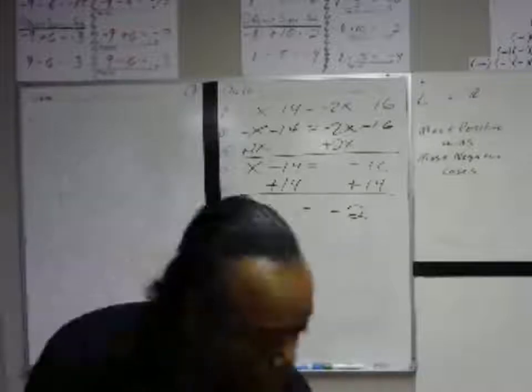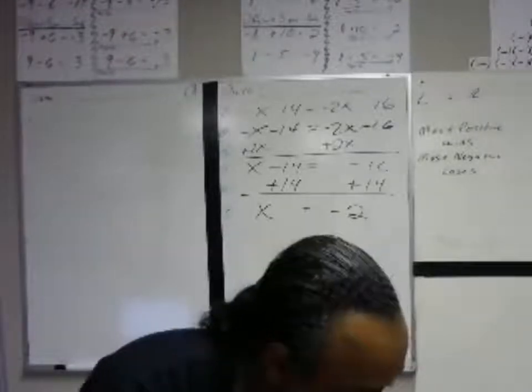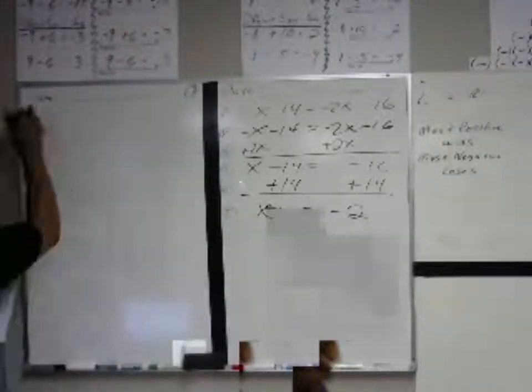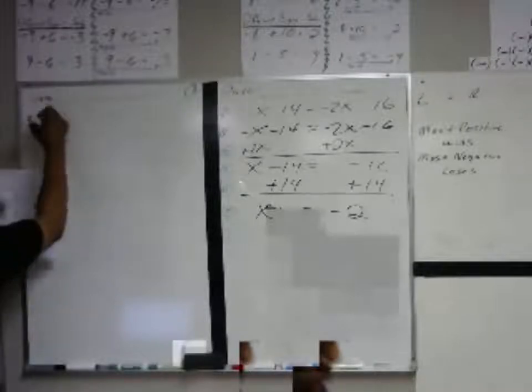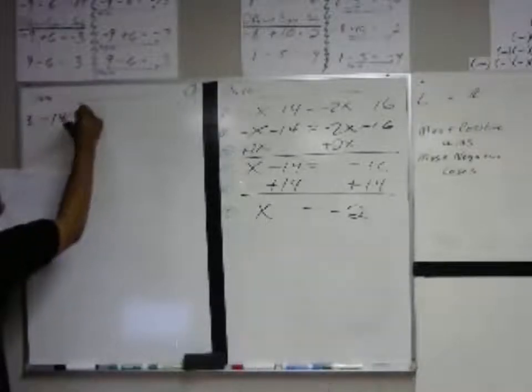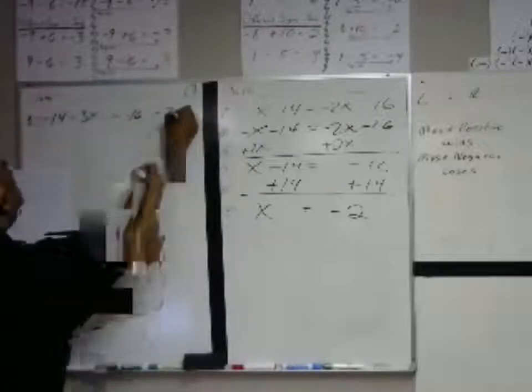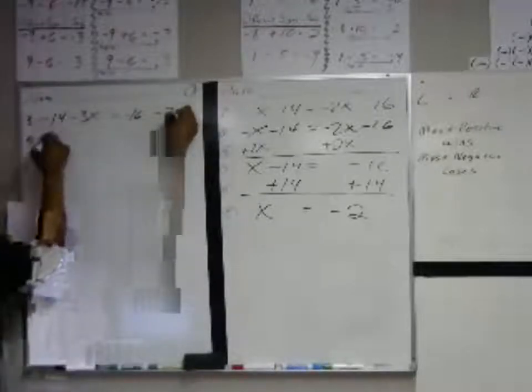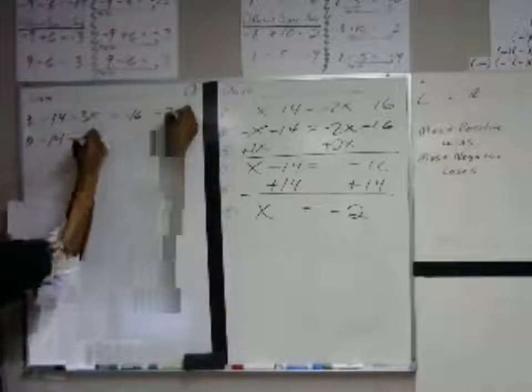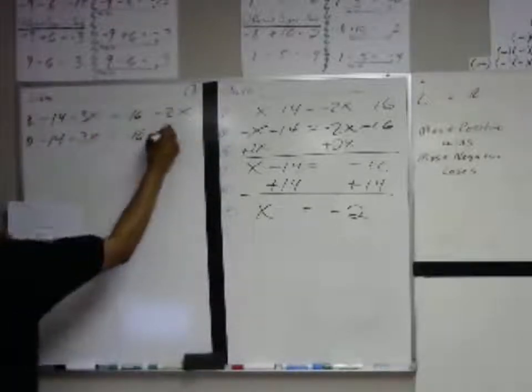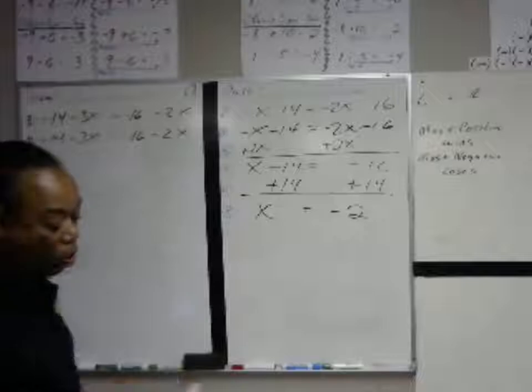Okay. Number 3. Negative 14 minus 3x equals negative 16 minus 2x. Step 1, just preserve the integrity of the original problem.